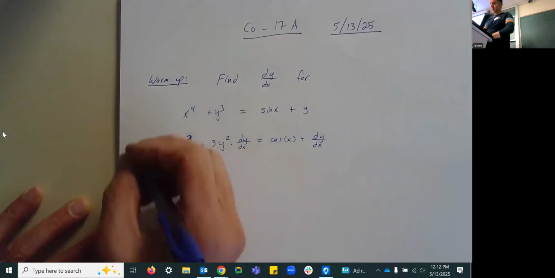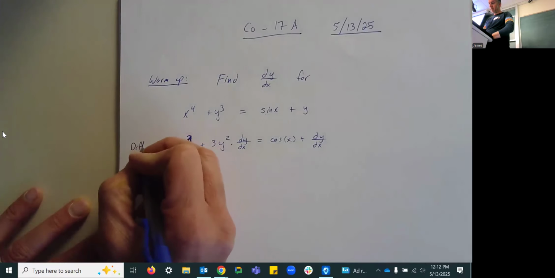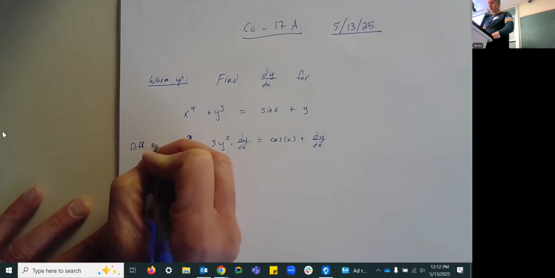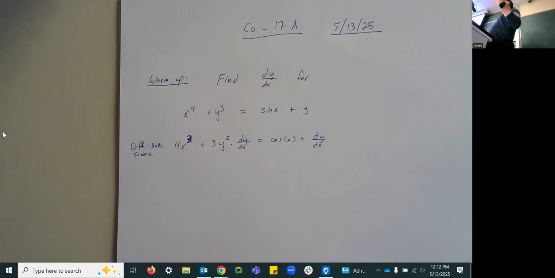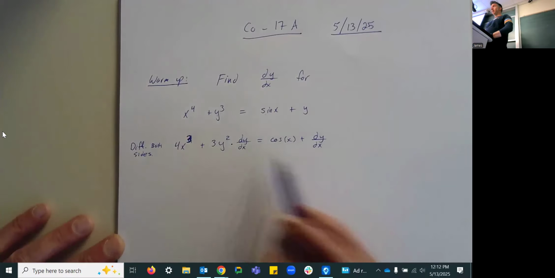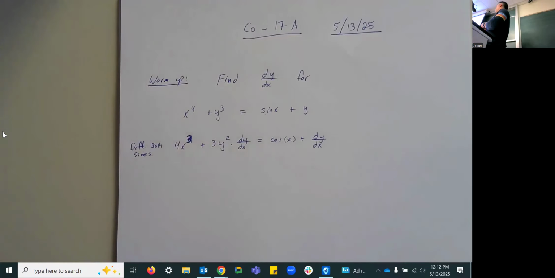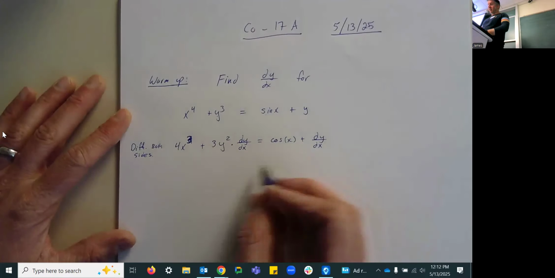After this first step where we differentiate both sides, all the work after that is algebraic, meaning there is no more calculus to do. We're just now trying to solve an equation. Specifically, we're trying to isolate dy dx. The steps involved are usually bringing all the dy dx's to one side, factoring them out, and then dividing by the leftovers. So it doesn't really matter which side. I'm going to bring my dy dx's to the left.